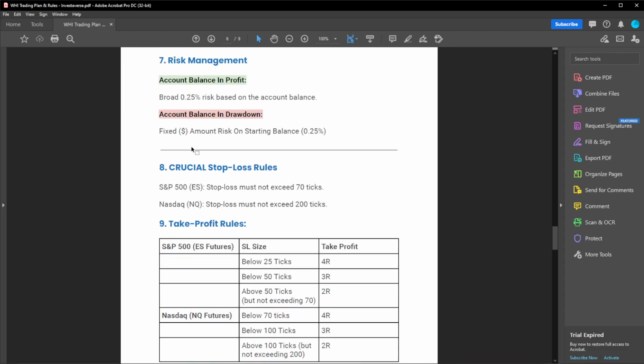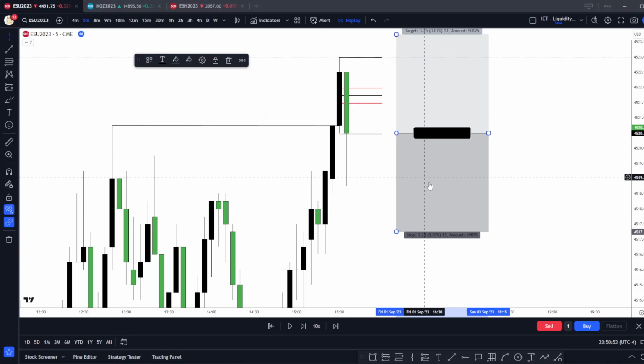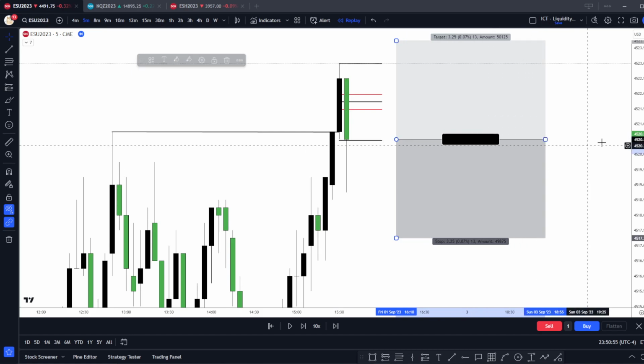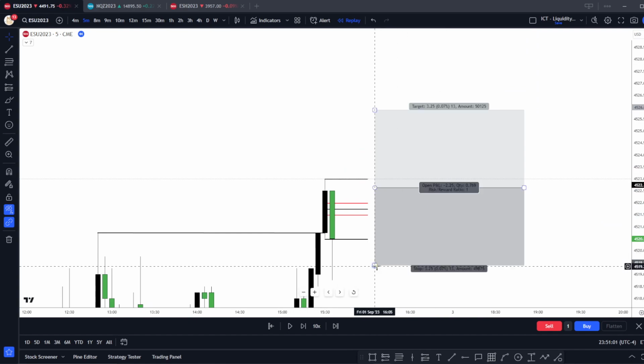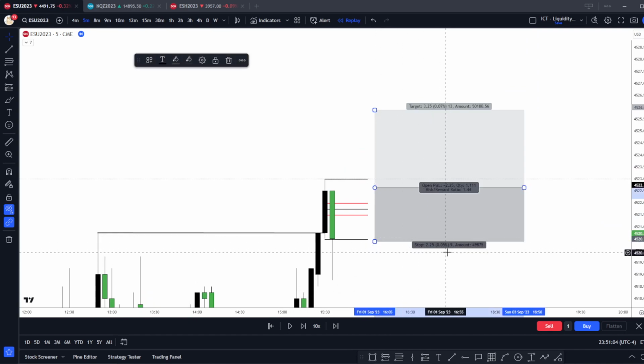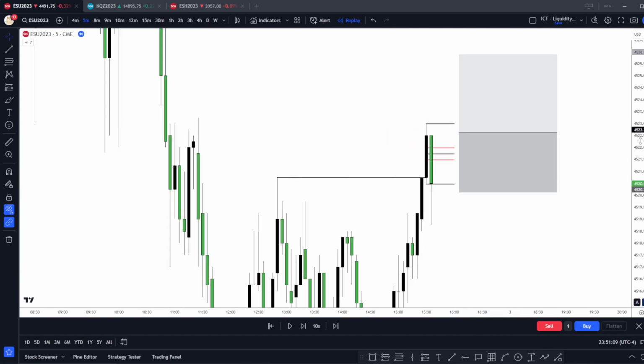So, crucial stop loss rules for the entry models. I only trade two instruments, S&P 500, also known as ES, because I trade with the futures contracts. The stop loss must not exceed 70 ticks. Quickly, just to show you what I mean by ticks, I'm just drawing up this quick take profit tool here. So ticks, what does that mean? This number in the middle here, we can see the number is 9. That's what we are calling ticks here.